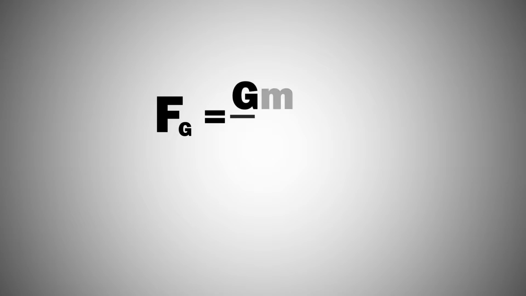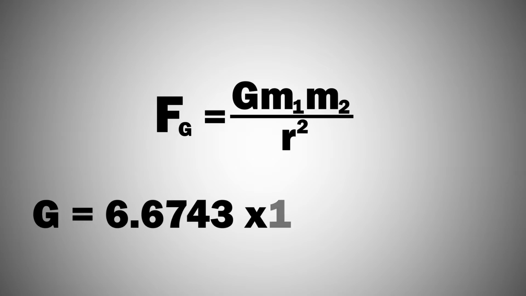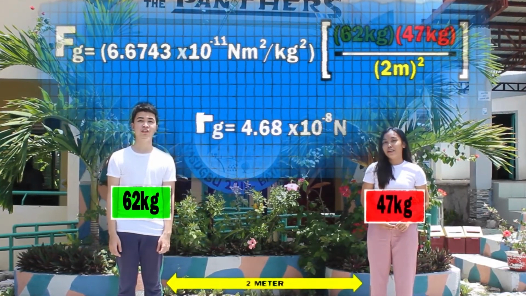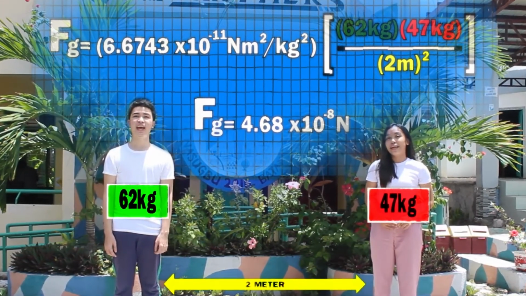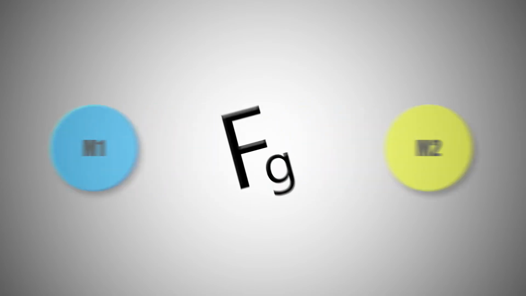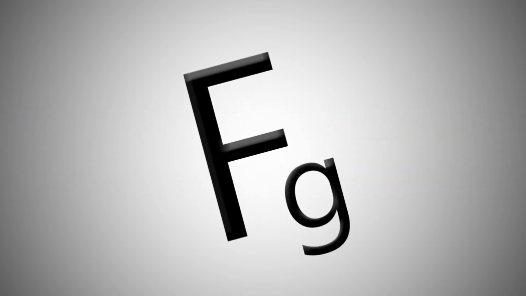Newton further explained this with his law of gravity, which states that any particle of matter in the universe attracts any other with a force that is directly proportional to the product of their masses and inversely proportional to the square of the distance between them. Using this formula, we can find out how strong the gravitational force is between any two objects. This means that the greater the mass of the objects, or the smaller the distance between them, the greater the gravitational force that they experience.